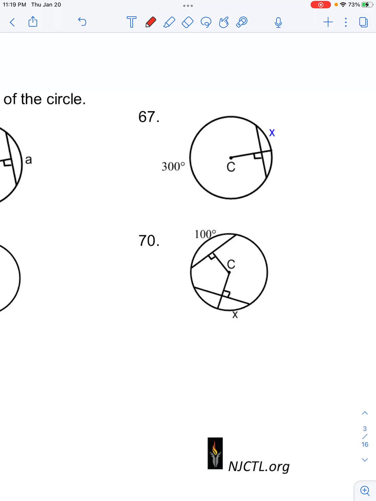Number 67, your classic for circles, asks you to solve for the missing variable. So we have the missing variable x here. This x is given as the measure of the arc, denoted by this arc here, this leftover arc from the sum of that segment and that segment.